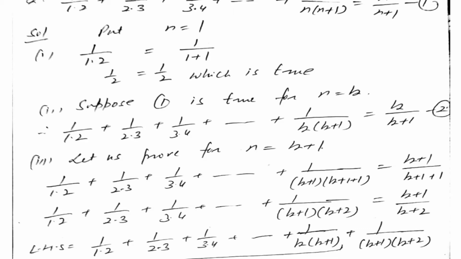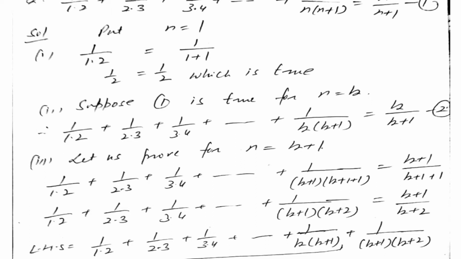Let us see more questions. Now the question is 1 upon 1 into 2, it is not 1 decimal 2, 1 upon 1 into 2 plus 1 upon 2 into 3 plus 1 upon 3 into 4 plus, and the last is 1 upon n into n plus 1, equal to n upon n plus 1. This we have to prove.